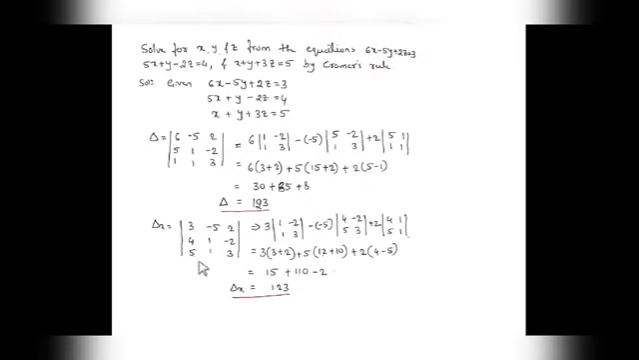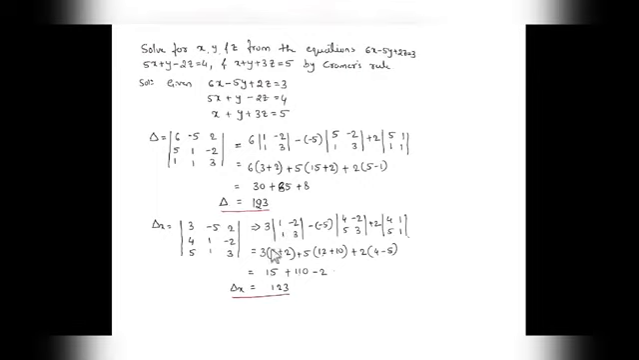Delta x means we should not take the coefficients of x, but in the place of coefficients of x we have to write the constant values, that is 3, 4, 5, and remaining y coefficients and z coefficients as it is. Again we have to expand this determinant along the first row. We will do that. 3 into minor of 3, minus 5 into minor of minus 5, and plus 2 into minor of plus 2.